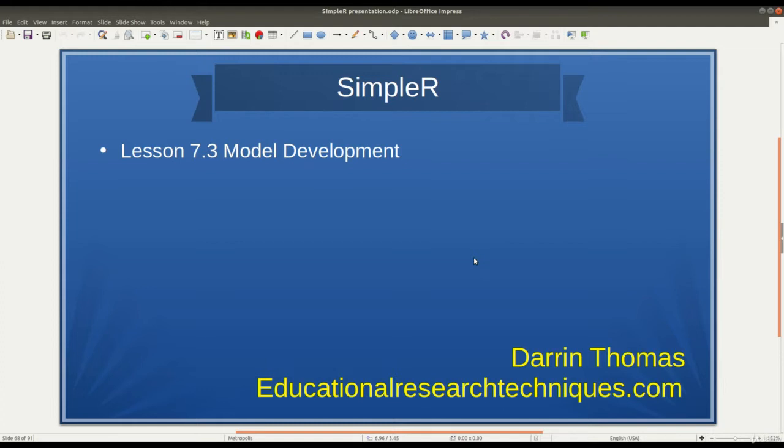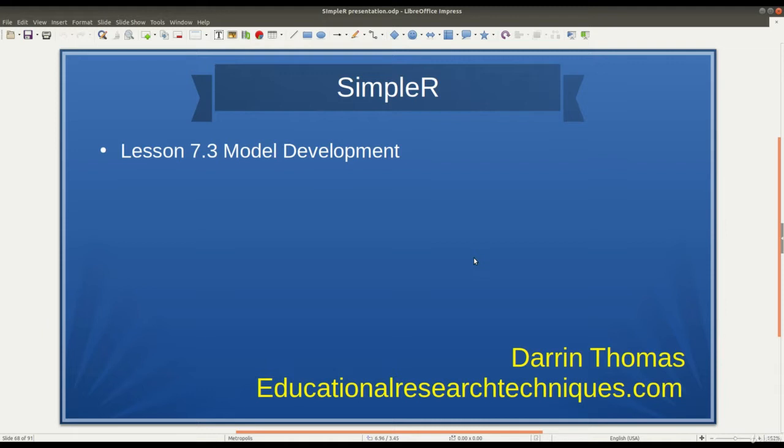We are now in Chapter 7, Lesson 3, and this is going to be slightly different from other model developments. What we're going to do here is develop and test a model using linear discriminant analysis, and in the next video we will develop and test a quadratic discriminant analysis, and then we will compare the results of the two algorithms to see which might be more appropriate for the data set.